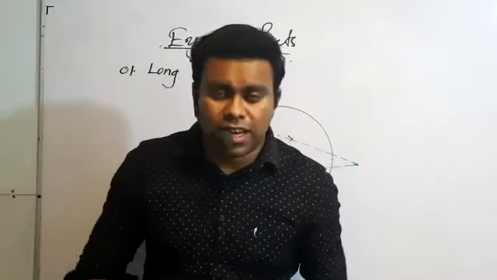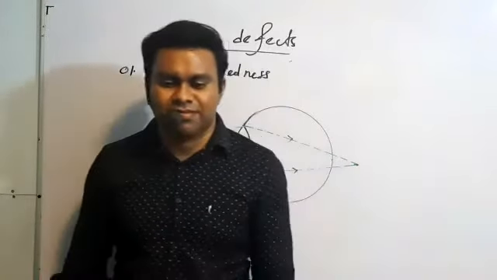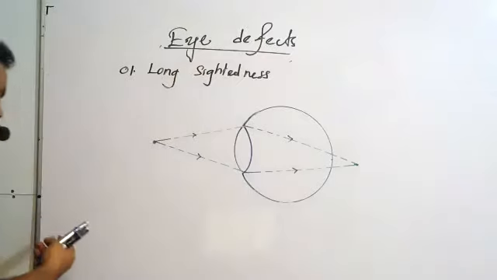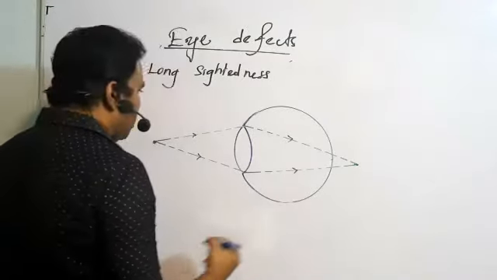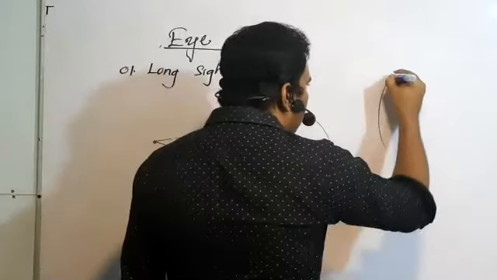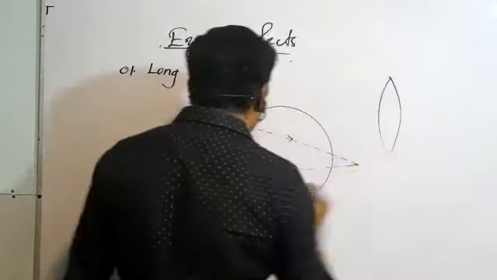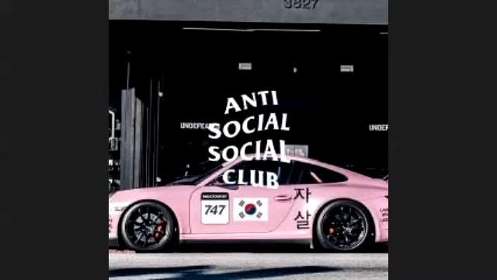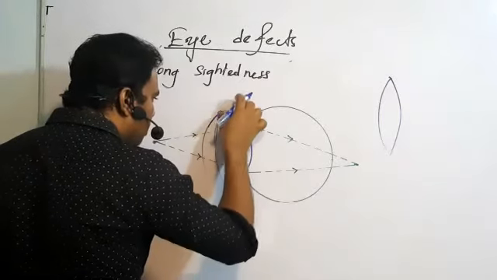So what is the type of converging lens? Convex lens. Definitely we have to use a convex lens. If you have a convex lens in a spectacle, it looks like this, with both sides curved.